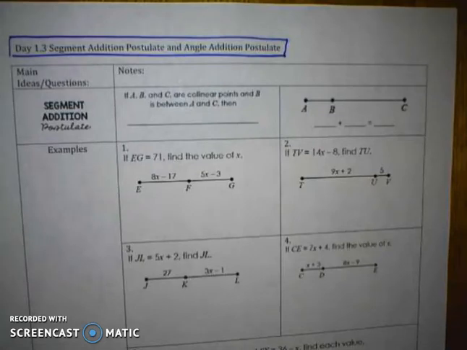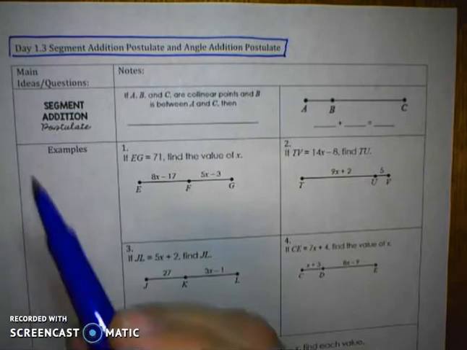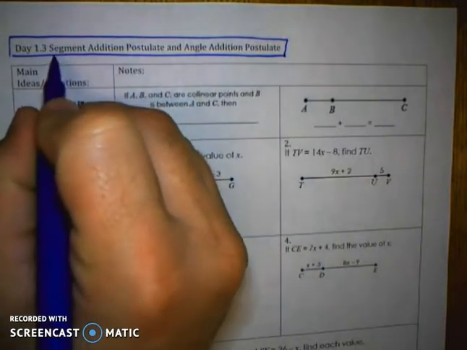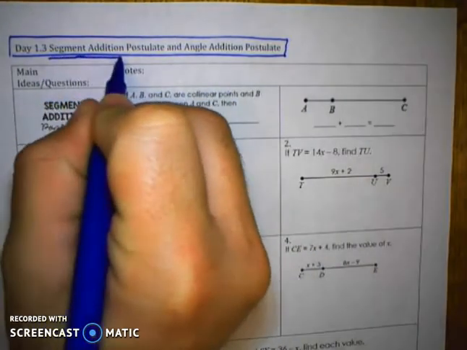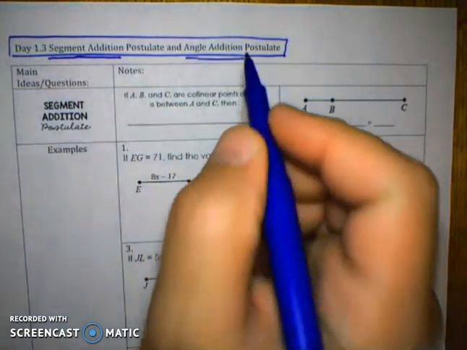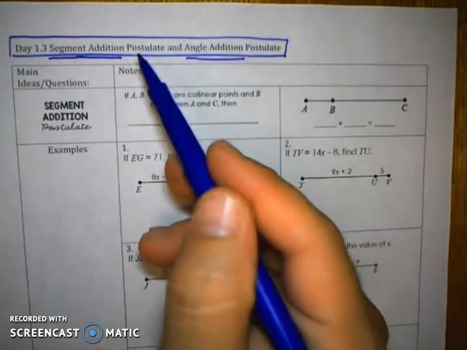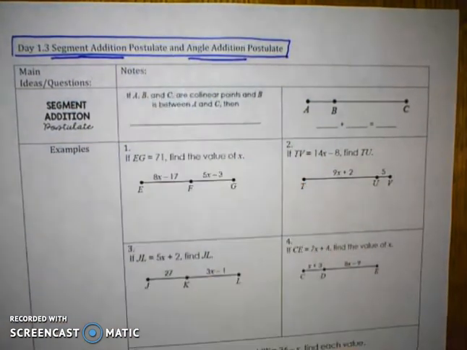All right, welcome to day 1.3, Segment Addition Postulate and Angle Addition Postulate. These are our video notes for geometry. We're going to talk about what these mean. The key words I want you to focus on right now are segment addition and angle addition. You know the meanings of those words, even though we haven't really talked about what a postulate is yet.